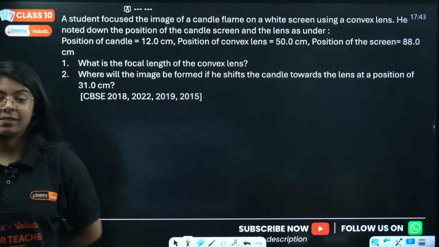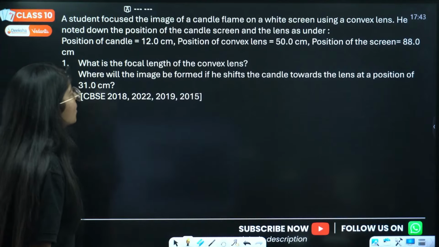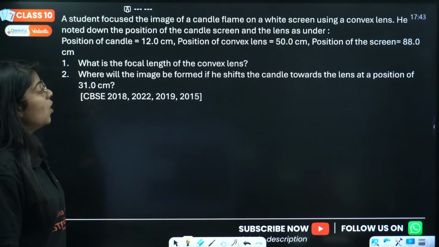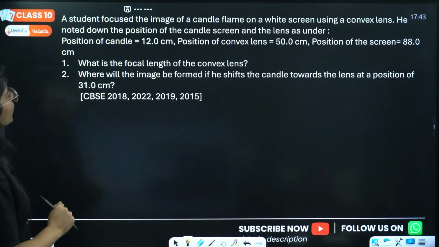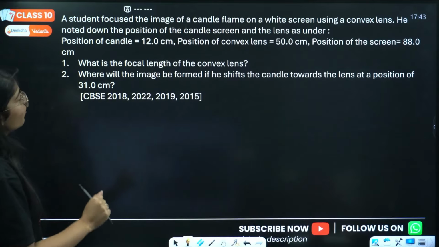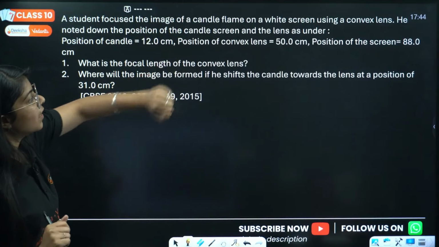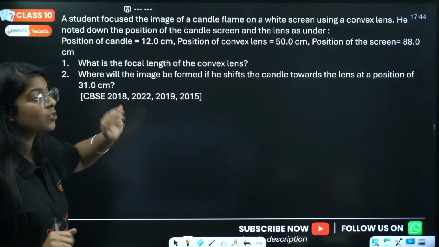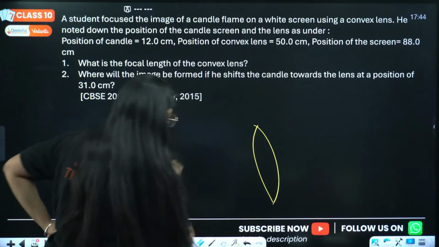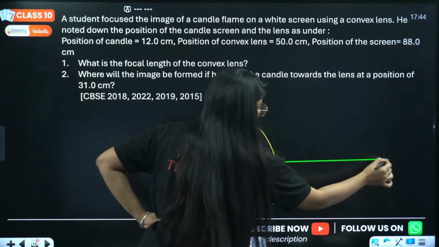The next question says, a student focused the image of a candle flame on a white screen using a convex lens. He noted down the position of the candle, screen and the lens as shown to us. So a student has a candle and a white screen, and he focused the image of the candle on the screen using a convex lens. So let's say this is my convex lens, right? This is the principal axis.